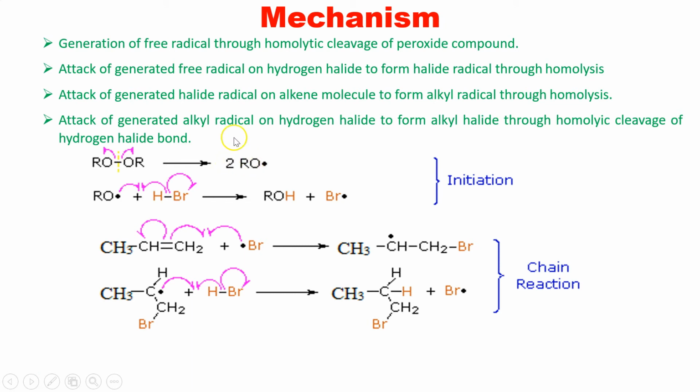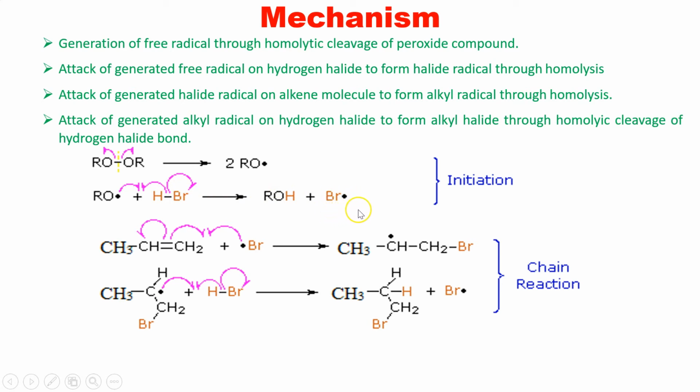So once the free radicals are generated, the second step is the attack of generated free radical on hydrogen halide to form halide radical through homolysis. Once this free radical of the peroxide is formed, it will cleave the halide in a homolytic way only. As such, halide compounds are not homolytically cleaved; they are cleaved heterolytically. But due to the presence of a free radical from this peroxide, it causes the halide to cleave homolytically. And once homolytically cleaved, the halide will give a free radical of the halide.